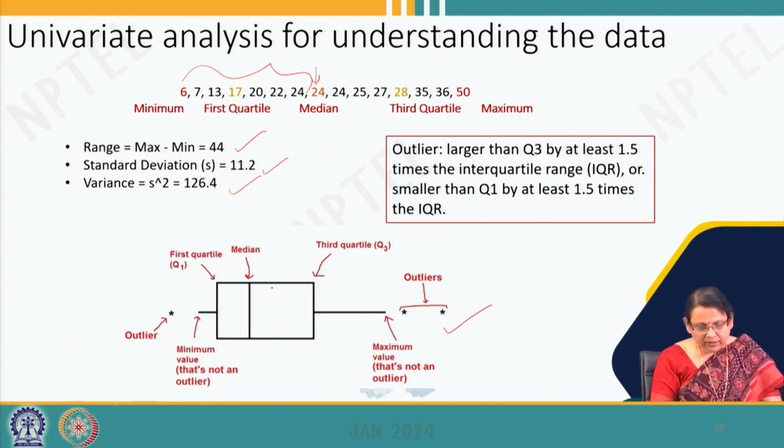Okay. So, now this is the minimum value, this is the maximum value, but there are some values which are beyond minimum and beyond maximum. What are they? They are called outliers. So, what are the outliers? Any value which is larger than Q3 by at least 1.5 times the interquartile range, or smaller than Q1 by at least 1.5 times the IQR, is termed as an outlier.